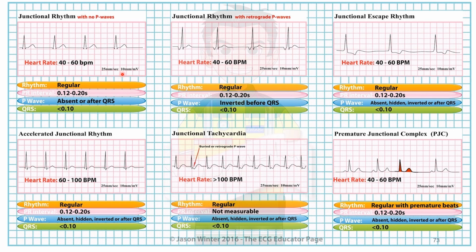Here are additional examples of junctional rhythms. This one doesn't have any P wave. This one has a retrograde P wave. Here's a junctional escape rhythm.